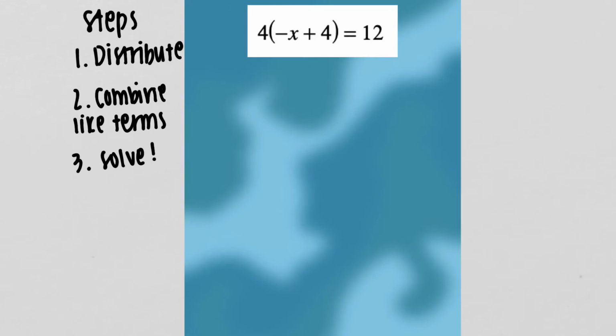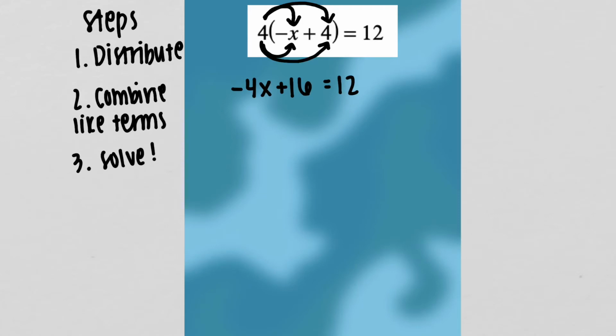So this is a problem where we do have parentheses, so we are going to get to do that first step. So my first step is to distribute. And remember, distributing just means we're taking whatever is outside attached to the parentheses and we're multiplying it by everything inside. So my first step, of course, would be to do 4 times a negative x, and that gives me negative 4x plus 4 times 4 gives me 16, and it's still equal to 12.